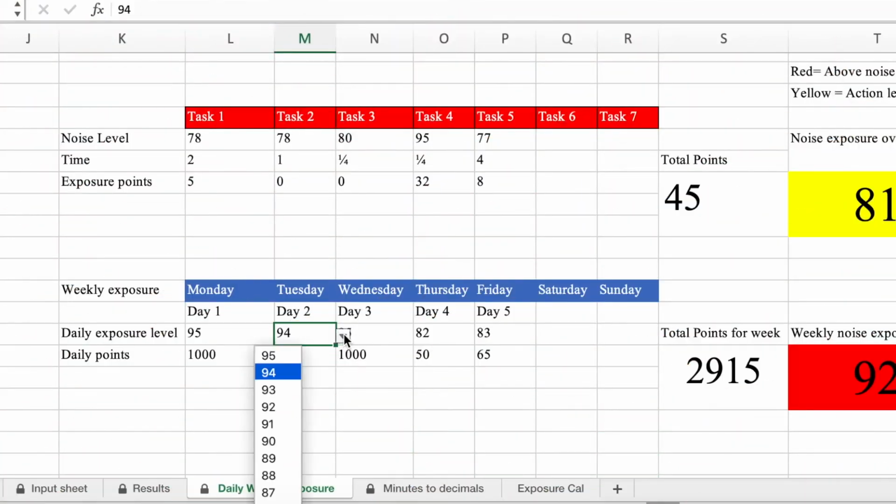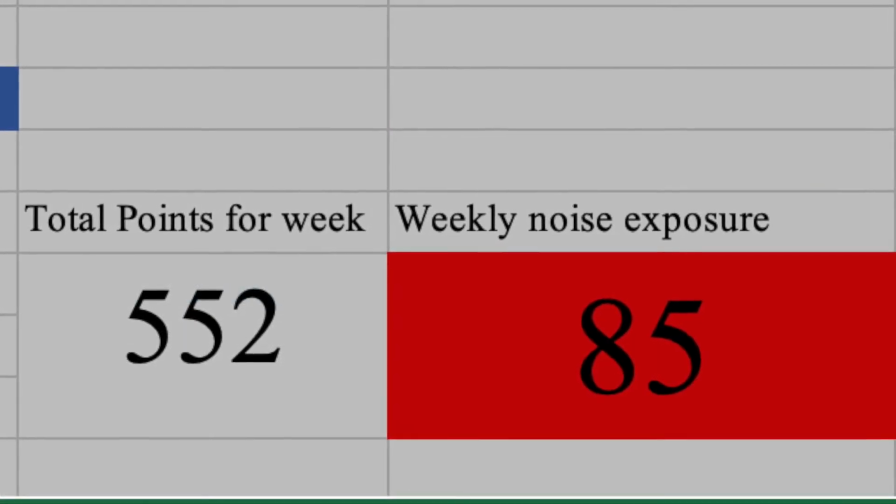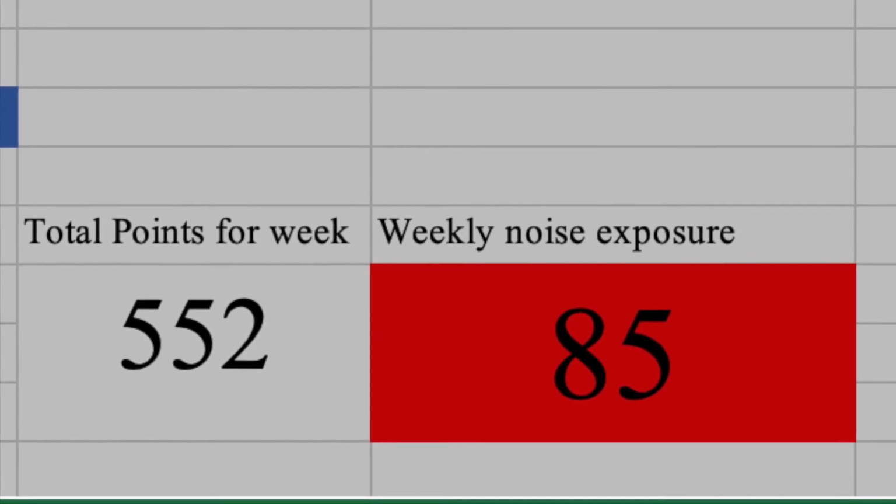The bottom of the sheet is the weekly exposure split into 7 days. The 5 working days of the week are shown here. You input the daily exposure shown in the red square on the daily exposure line. This is inputted every day and at the end of the week you have your total points and exposure, red square, on the weekly exposure line.